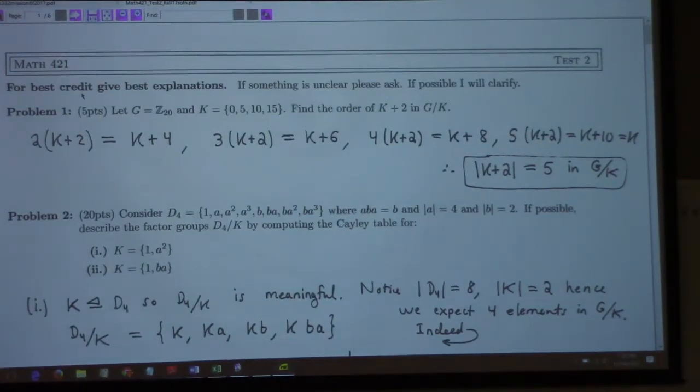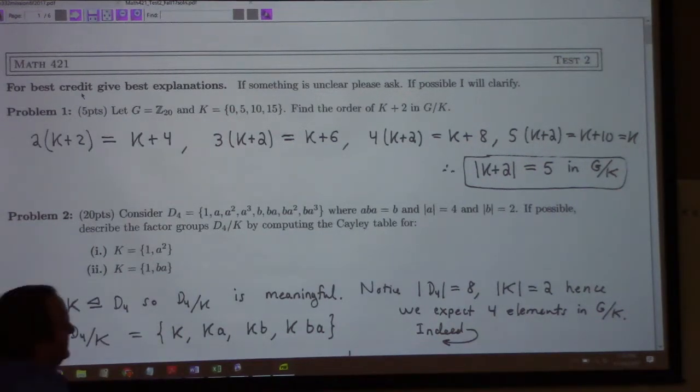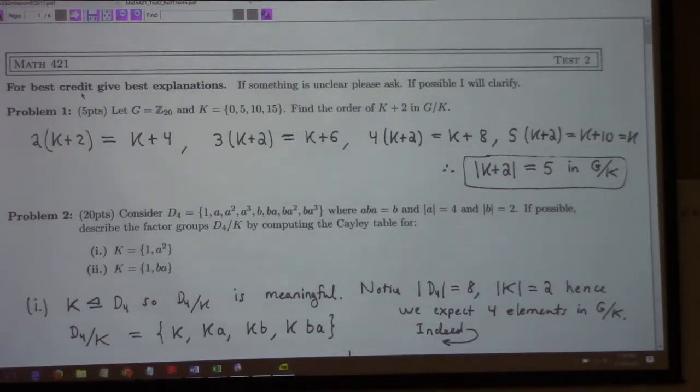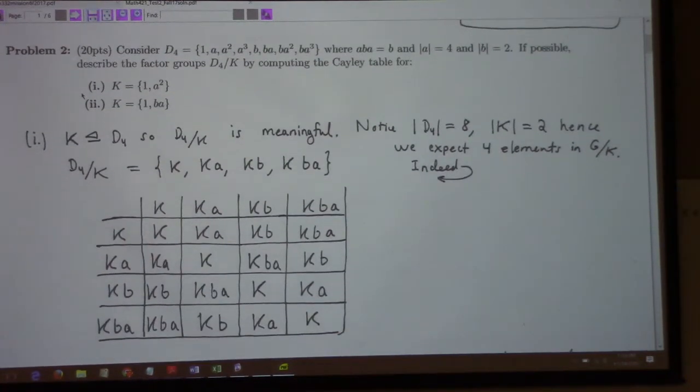Okay, so let's see here. Let me begin my ranting. Problem number 1. Find the order of K plus 2 in G mod K. This means the order of this coset as an element. It does not mean to tell me that there are 4 things in K. Anyway, sorry. If you just add it to itself, you'll see that you don't get back where you started until you get to 5 times itself, which brings you back to K again. So it has order 5 as an additive coset. A lot of people got that wrong. Oh my goodness, so many people.